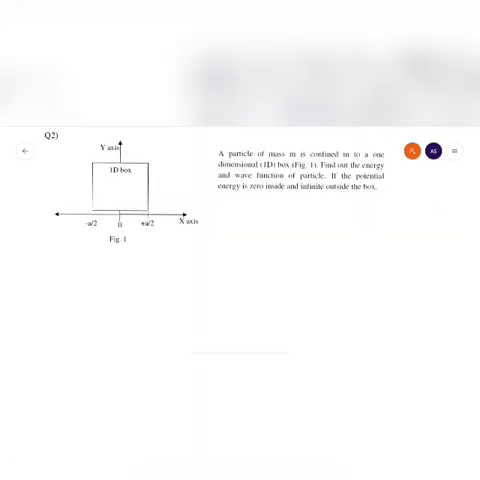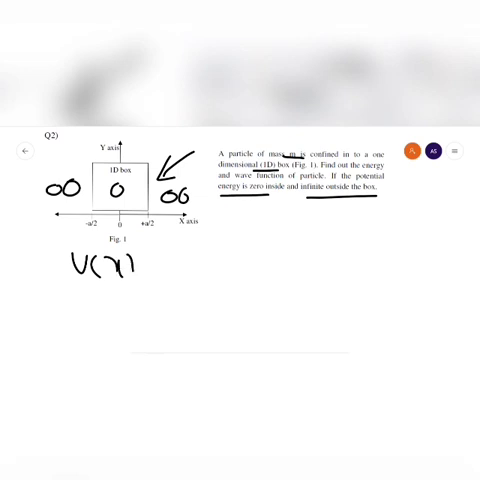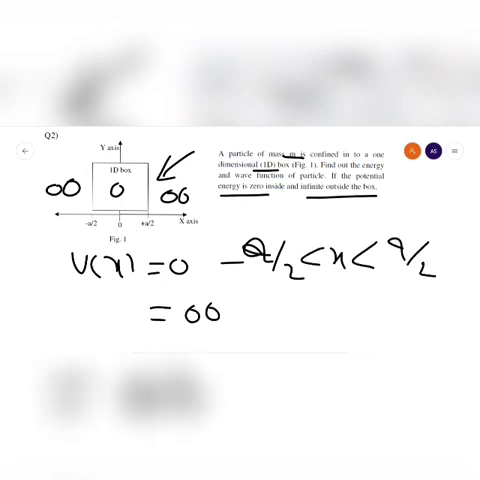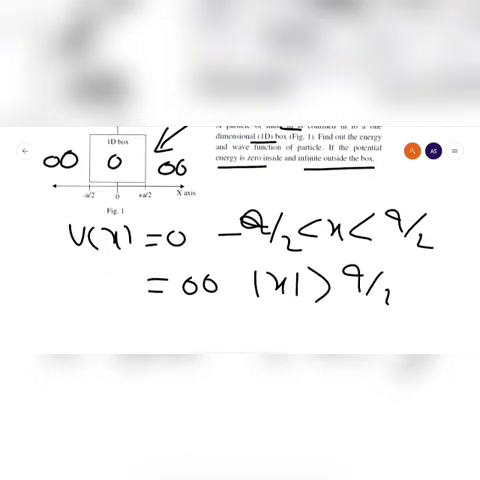Question number 2. A mass m is confined in a 1D box, and the box is given in this figure. Also given, the potential is 0 inside the box and infinite outside the box. It means this potential is 0 here and infinite outside of the box. You can write the potential as 0 when minus a by 2 is less than x is less than a by 2, and infinite when mod of x is greater than a by 2.